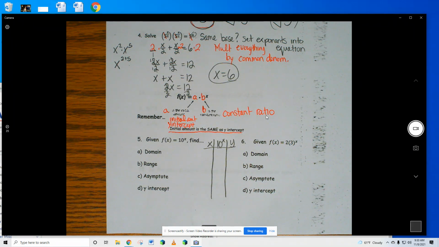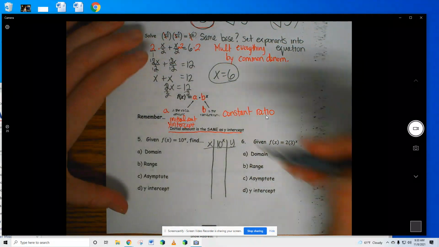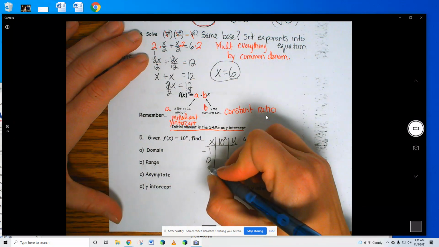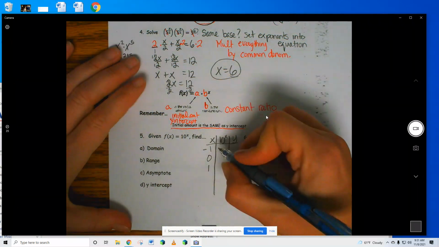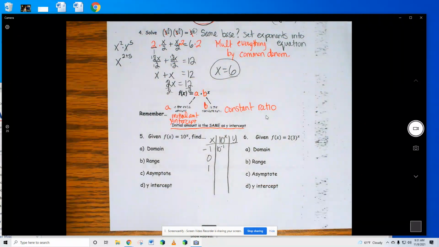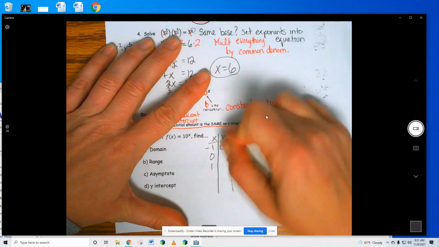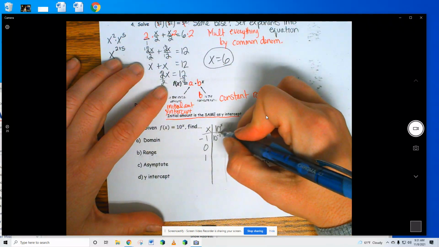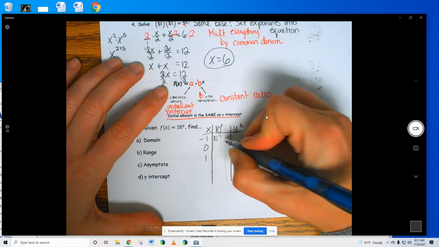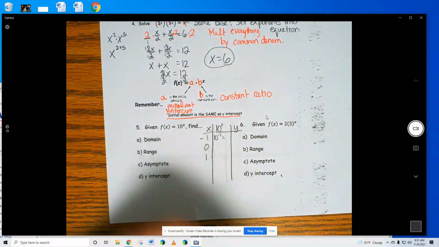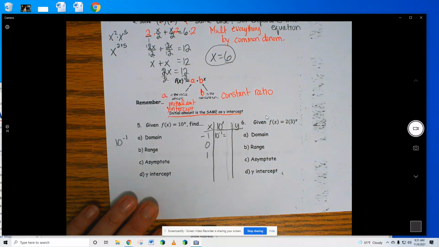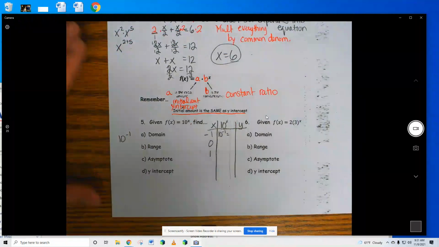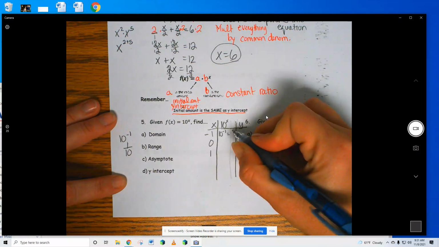So that's going to be like, you know, -1, 0, 1. And honestly, that's the best I can do. I don't want to do 10 to the second power. 10 to the -1. So 10 to the -1 means what? What do I do with the negative exponent? Drop it down. Yep. Equals 1 over 10.